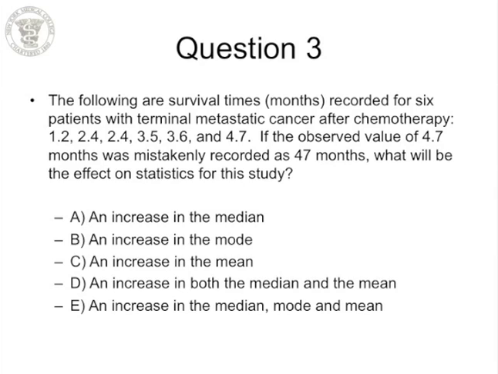Now, a question very similar to what you might see on the boards reads as follows. The following are survival times in months recorded for 6 patients with terminal metastatic cancer after chemotherapy: 1.2, 2.4, 2.4, 3.5, 3.6, and 4.7. If the observed value of 4.7 months was mistakenly recorded as 47 months, what would be the effect on statistics for this study? Would it be A, an increase in the median, B, an increase in the mode, C, an increase in the mean, D, an increase in both the median and the mean, or E, an increase in the median, mode, and mean? The answer is C, an increase in the mean.